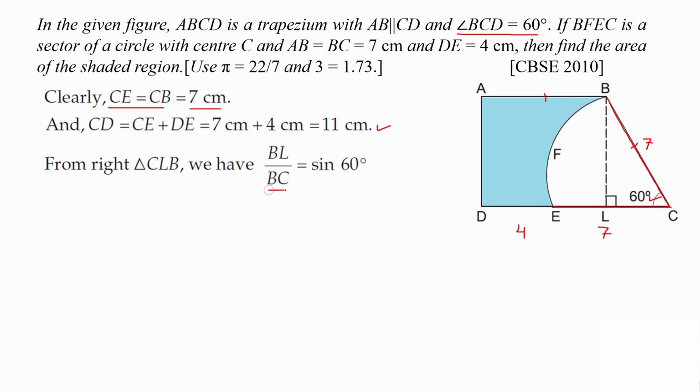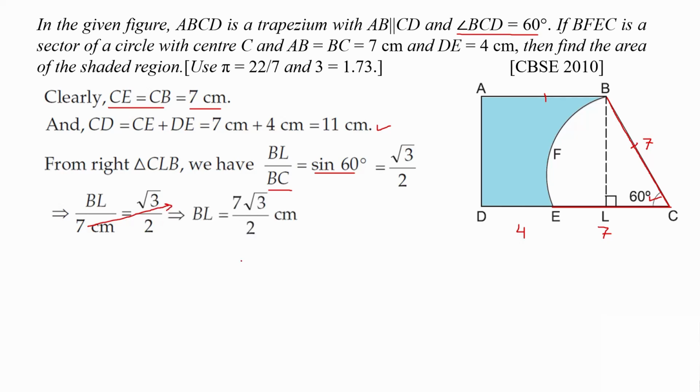BC कितना है? 7. और sin 60 कितना होता है? What is the value of sin 60 degree? Root 3 by 2. Right, root 3 by 2. So BL upon 7 is equals to root 3 by 2. So BL कितना हो जाएगा? 7 root 3 by 2. The value of root 3 is given 1.73. So उसको हम लोग substitute करके finally we'll get the value of BL. इसको 7 से into करके divide by 2 करेंगे. So we'll get 6.05 centimeter.